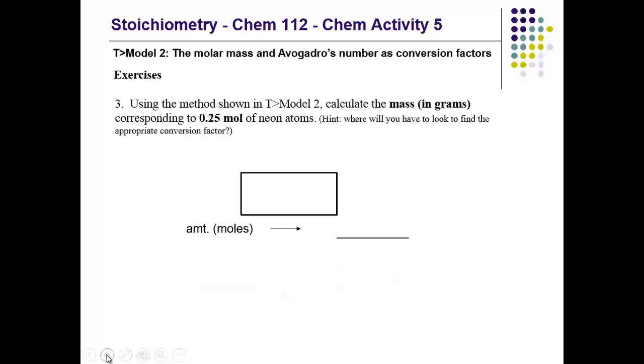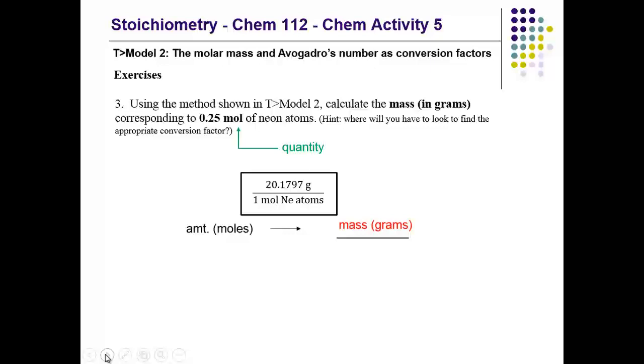And then finally, this time we're starting with an amount of neon atoms, but instead of calculating the number of atoms, we're asked to calculate the mass in grams. Now we do have a conversion factor for this, so we need to go look on the periodic table to see what the molar mass of neon is. So starting with this quantity, 0.25 mole, identify it, convert to mass in grams, look at the periodic table and find the molar mass of neon. Okay, so 20.1797 grams per 1 mole of neon atoms.